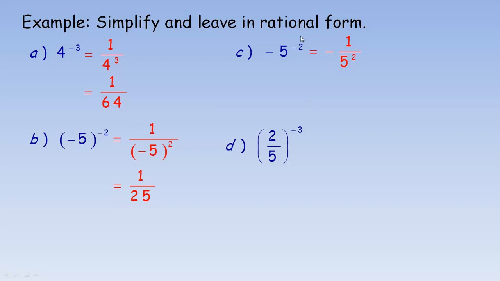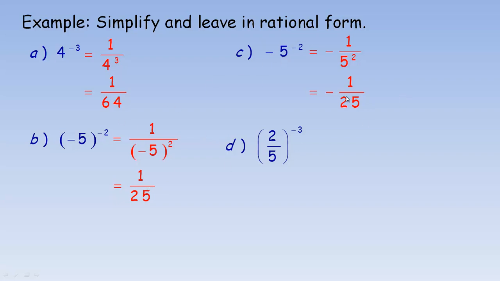This negative is this negative here, so we're really just doing the reciprocal of 5 to the negative 2. So 5 to the negative 2 is 1 over 5 squared. And so we're only squaring the 5. We don't have a negative 5 to square here. So 5 squared is 25, so this would be negative 1 over 25. Again, that negative does not belong to the base of 5 that's raised to the power of negative 2. So that's the difference with having the brackets around the negative 5 or not having brackets.